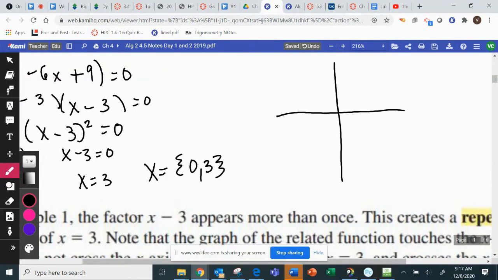What do I know about this graph? I know that we have an x-intercept where? We got 2 of them. Where? 3 is one of them. Where else? And 0.